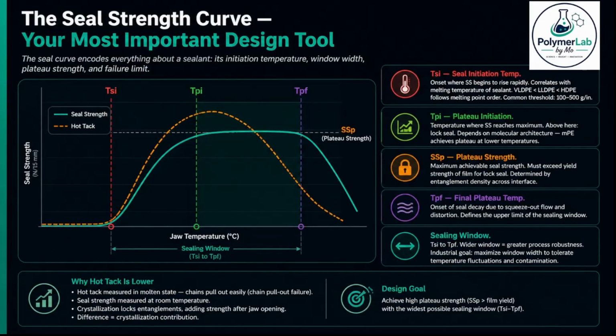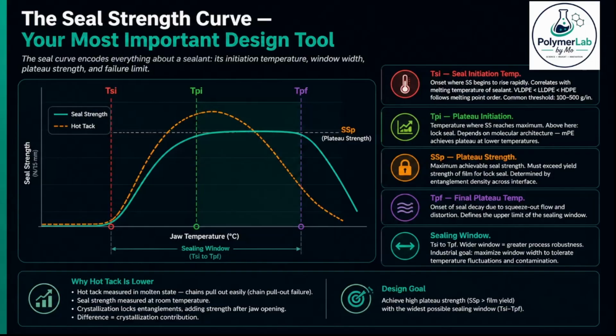The seal strength versus temperature curve, what we call the seal curve, which we can see here, is the most important characterization tool for a sealant material. It encodes everything you need to know to set your machine parameters and evaluate a sealant for a specific application.